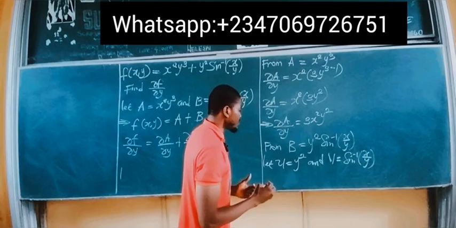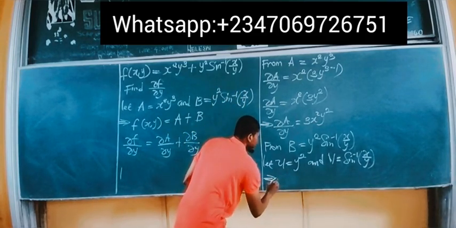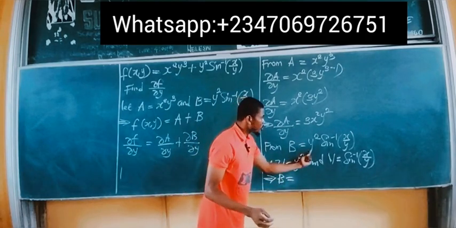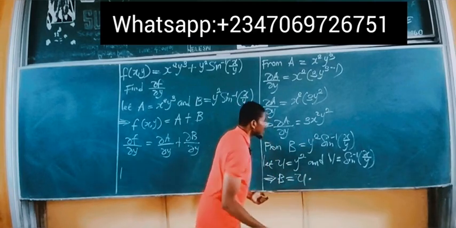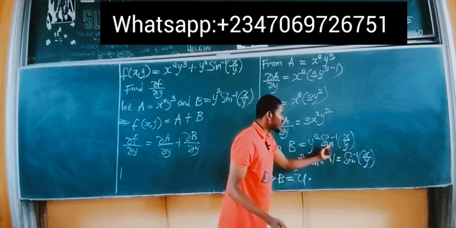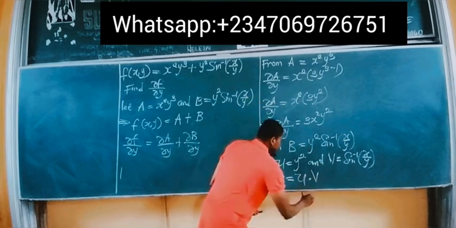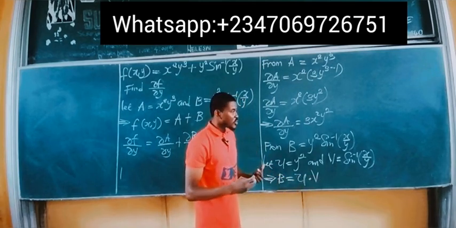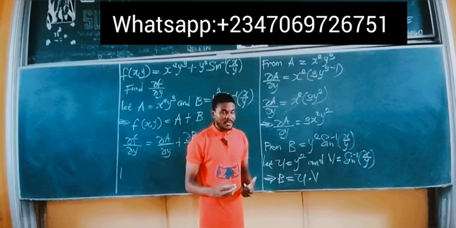Okay, so if you establish this, this now implies that b itself is equal to, we called y squared u, so you simply have u times, and we call the whole of sine inverse of x over y simply v, so it becomes u times v. So b is a product of two functions, and as such we are going to employ the product rule to solve this partial derivative.